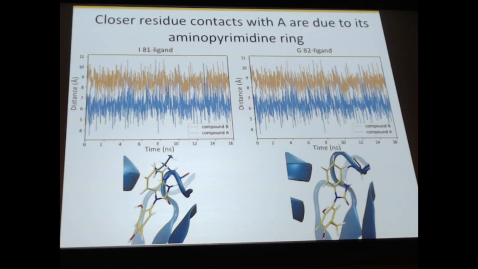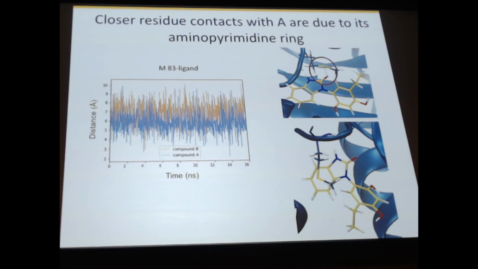So we found two closer contacts of isoleucine 81 and glycine 82 with the aminopyrimidine moiety of compound A. And these are stabilized by two H bonds with the main chain and the side chain of isoleucine and glycine, respectively. Also, we identified a sulfur-oxygen bond between compound A and methionine 83, and a favorable positioning for a pi stacking between the aminopyrimidine moiety and the sulfur of the same methionine 83.